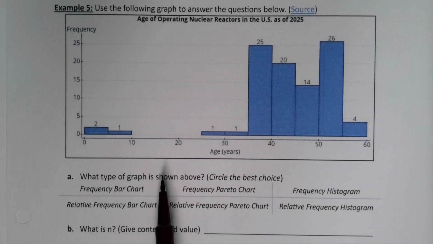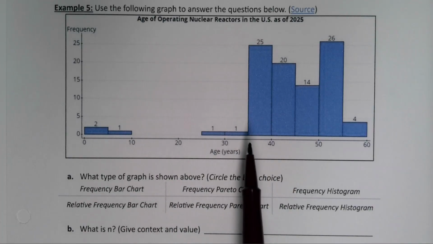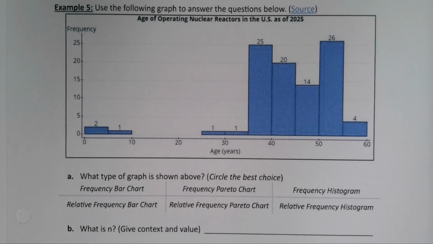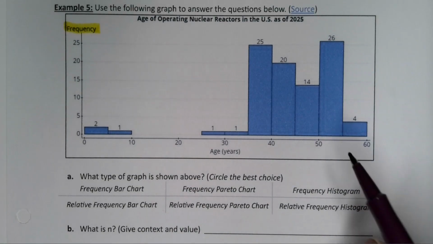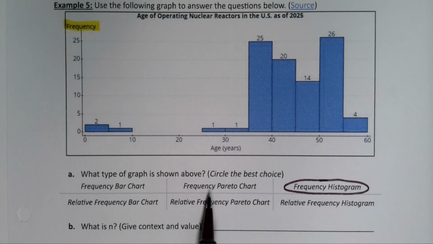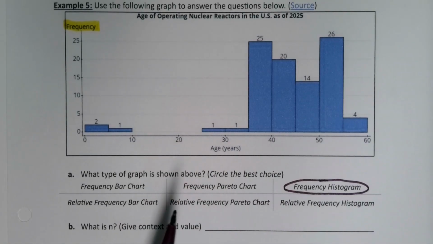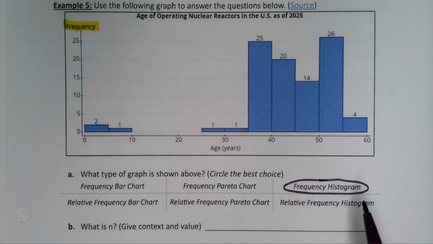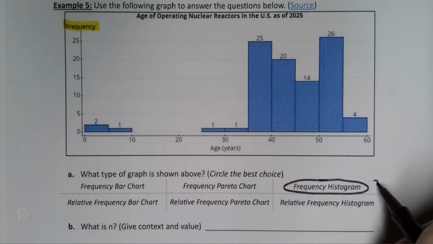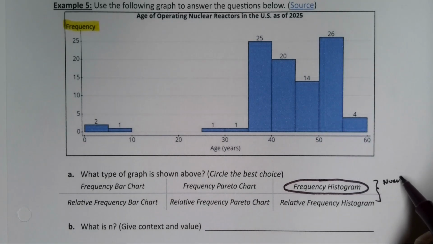So when it asks you what type of graph this is, this isn't a bar chart, right? The bars are touching. This is a histogram. And over here we can see that it says frequency, so this is a frequency histogram. The bars are touching. This is quantitative data. Pareto charts and bar charts are not quantitative data. They're qualitative data. These two are quantitative data. So we'll have numbers on the x-axis.